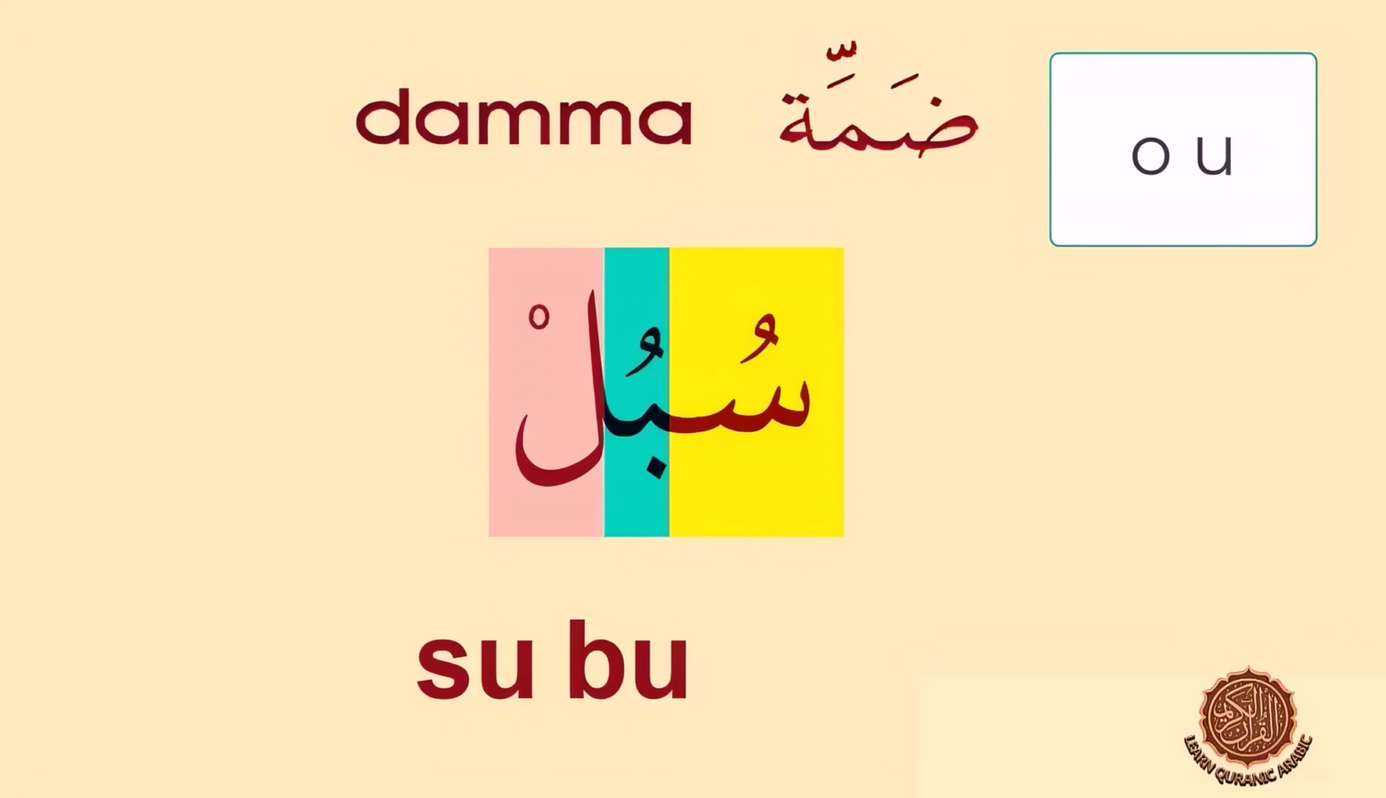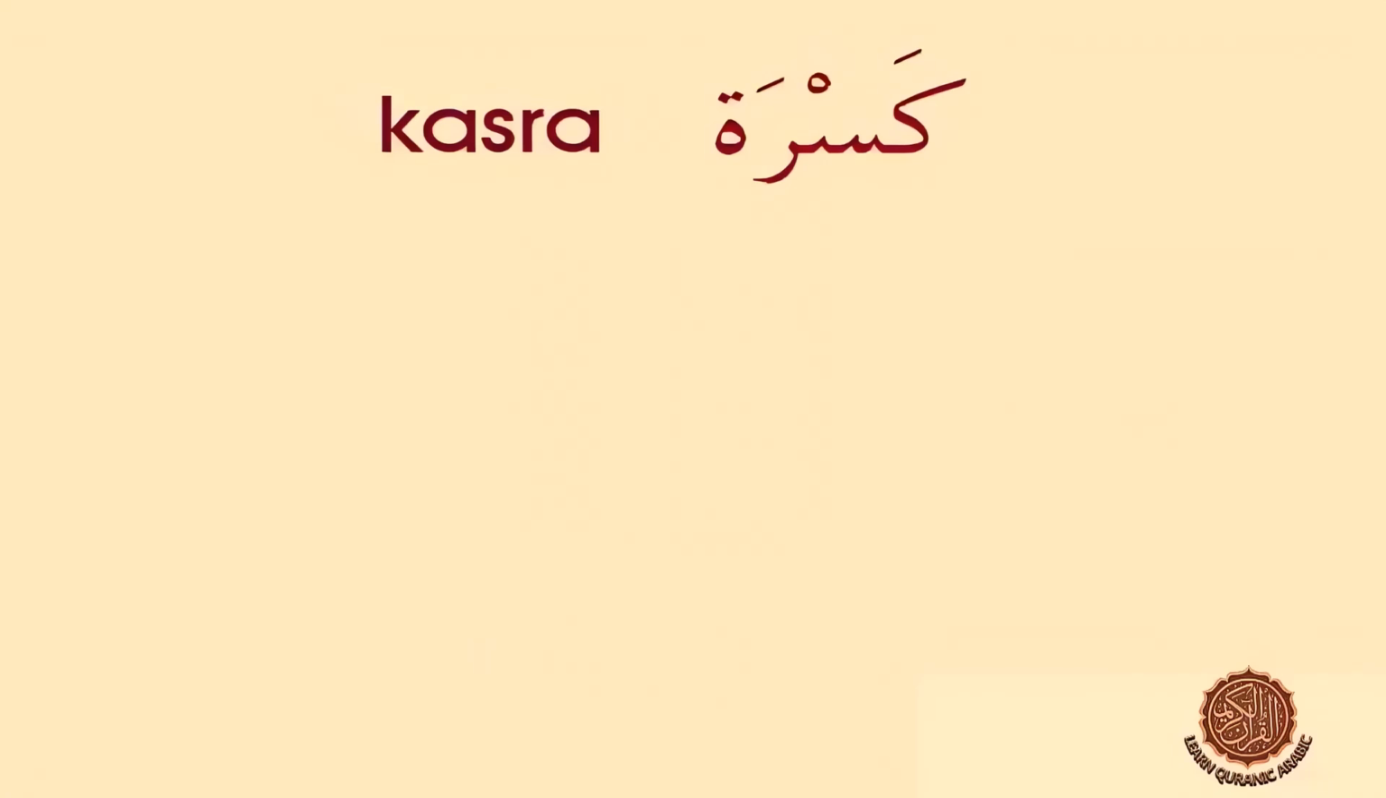It would be pronounced as subul. Subul. This is a plural, actually, of a word that means a path. So subul means paths. Now we get to the kasra. The kasra is the E sound. If you remember, the kasra is like the fatha, but it's written at the bottom of the letter.